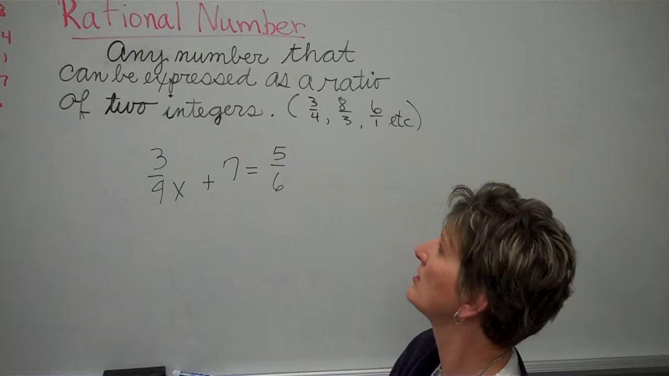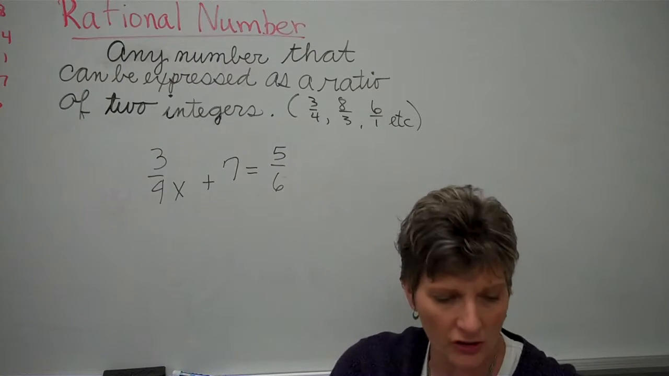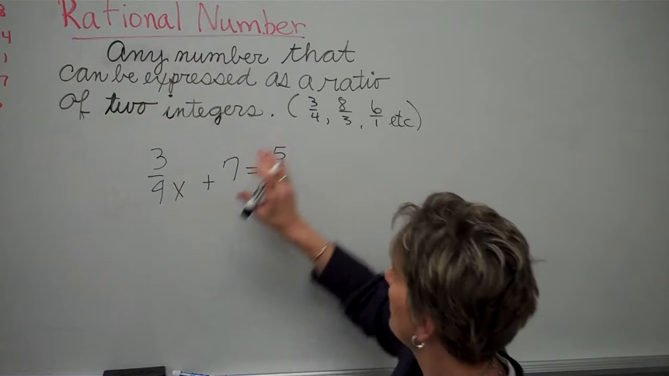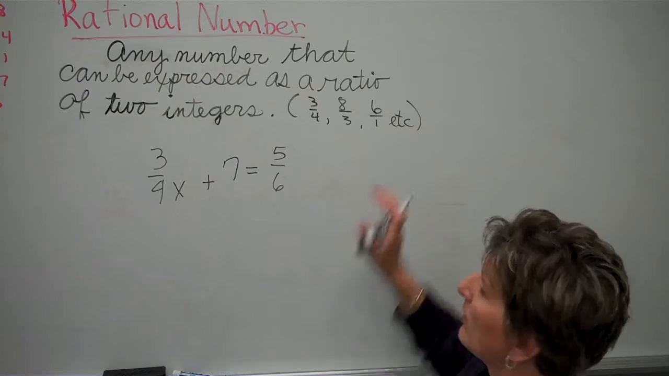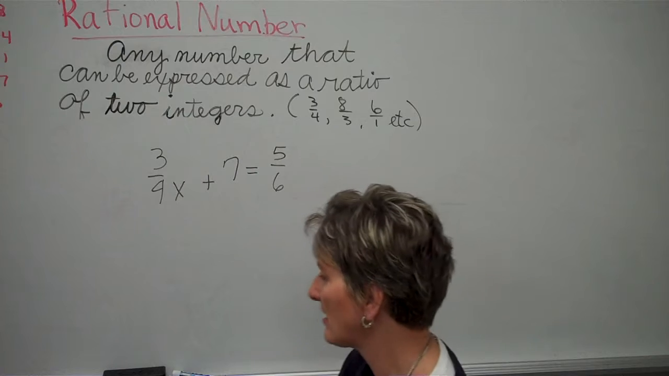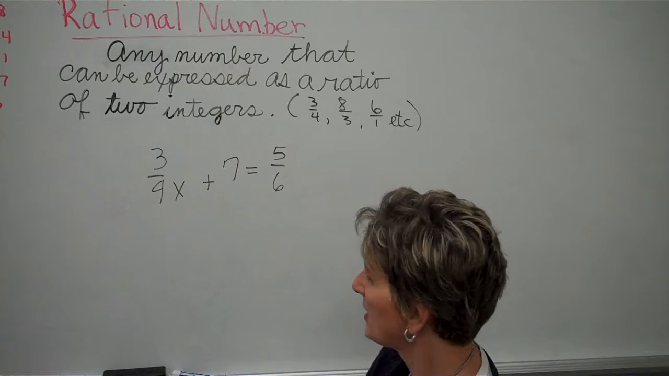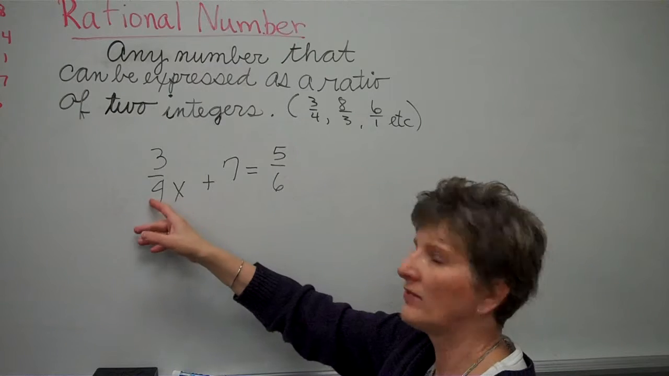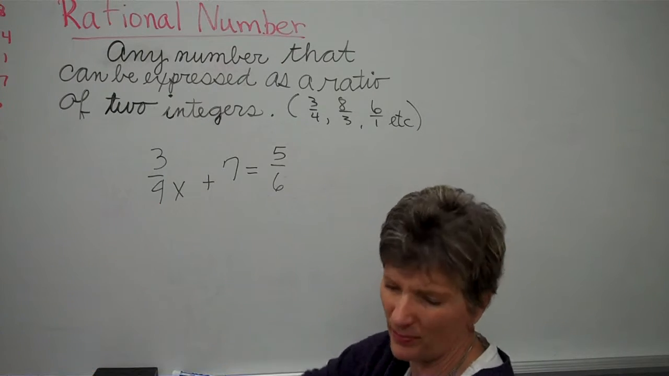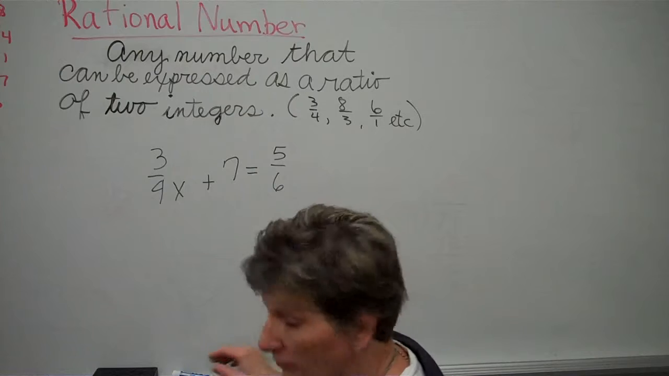Now, a fraction is simply a rational number. Any number that can be expressed as a ratio of two integers is rational. So we have fractions, we have mixed numbers that can be written as fractions, we have whole numbers that can be written as fractions, etc. In this particular equation, we could solve by subtracting 7 and dividing by 3/4, but you have to remember your rules for working with fractions.